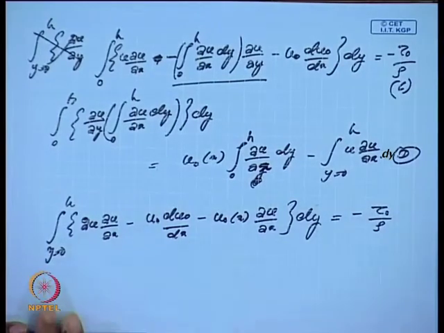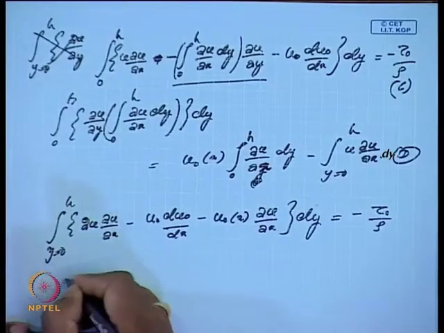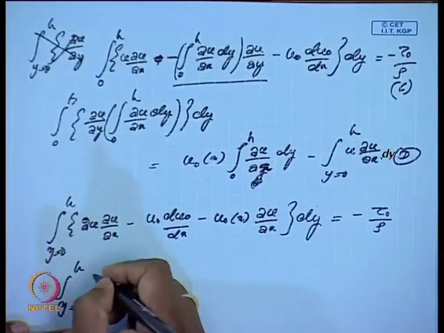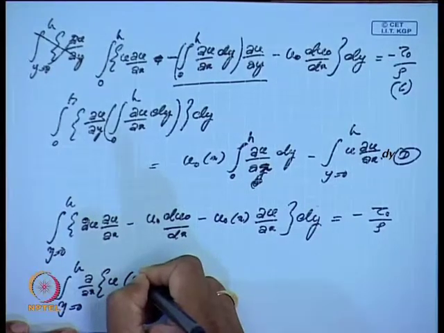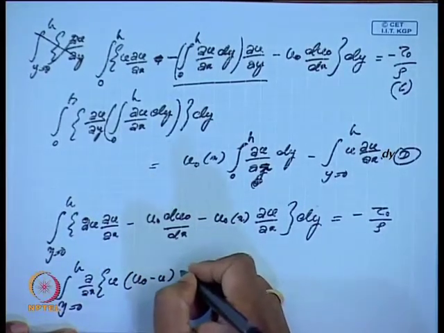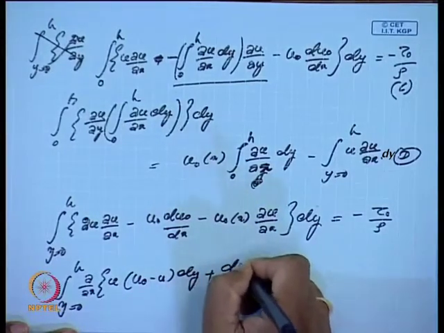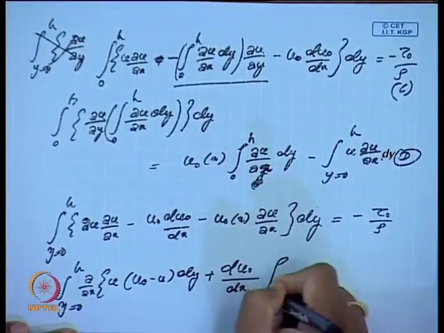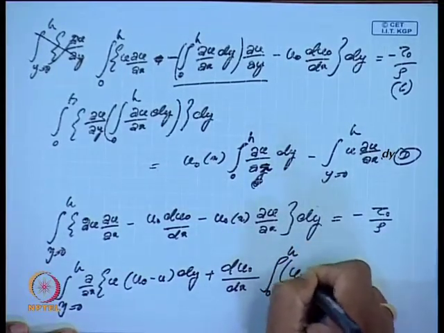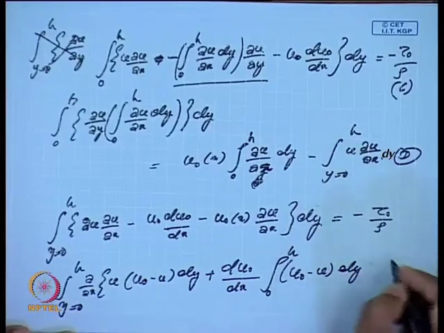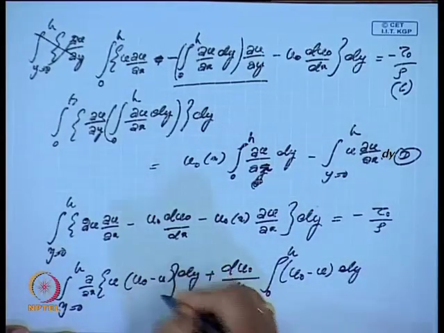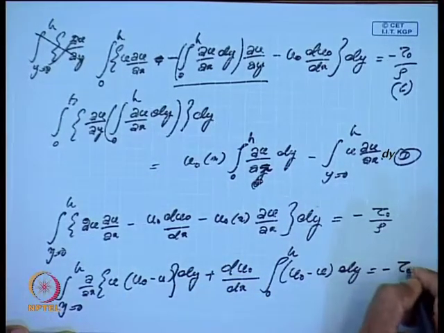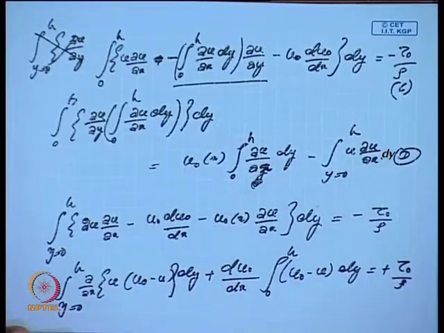So, now this equation, if I introduce the, I can rewrite this as y is equal to 0 to h del by del x, this is u into u naught minus u dy plus du naught by dx into 0 to h u naught minus u dy, and is equal to minus tau naught by rho, rather this is plus tau naught by rho.